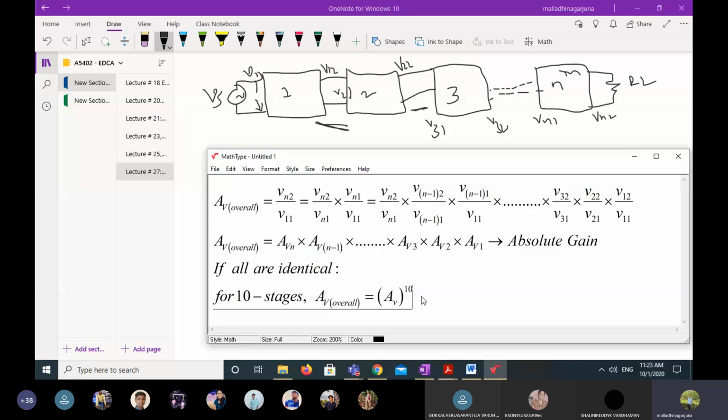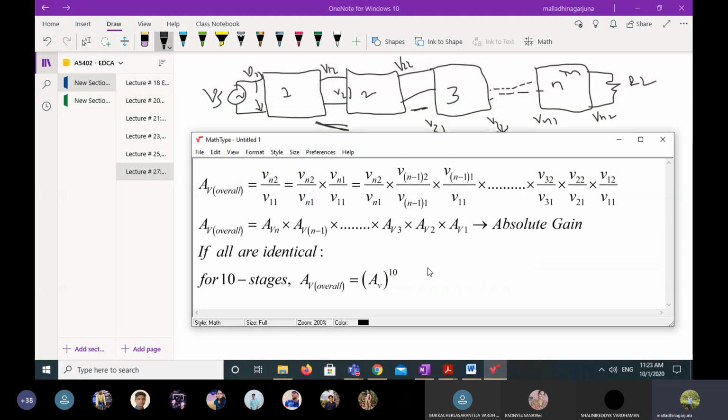Any doubts in this? Any queries? Okay, then we'll move on. So this is the absolute gain. Now let us see the decibel gain.